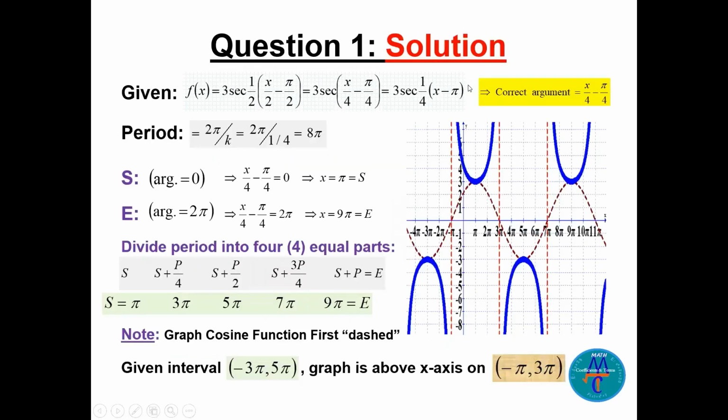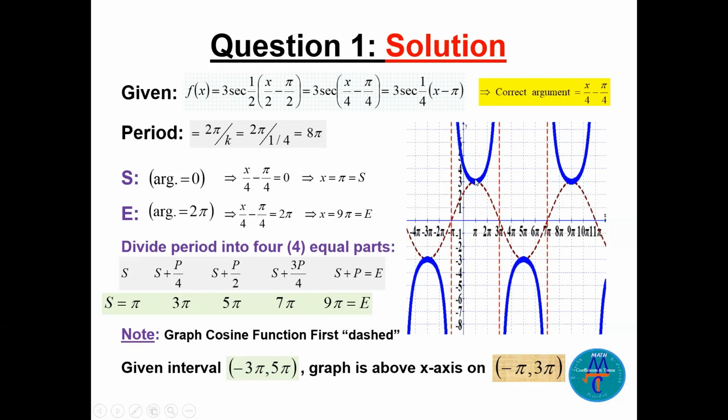Now this is the whole answer here. We have to rearrange the function to find the correct argument. So we can multiply the half inside. It will be 3 secant of (x over 4 minus pi over 4). This is the argument. If you take 1 over 4 outside as a common factor, then you have x minus pi. So there is a shifting here for the secant function, pi units to the right. You can see here, shifting to the right, pi units.